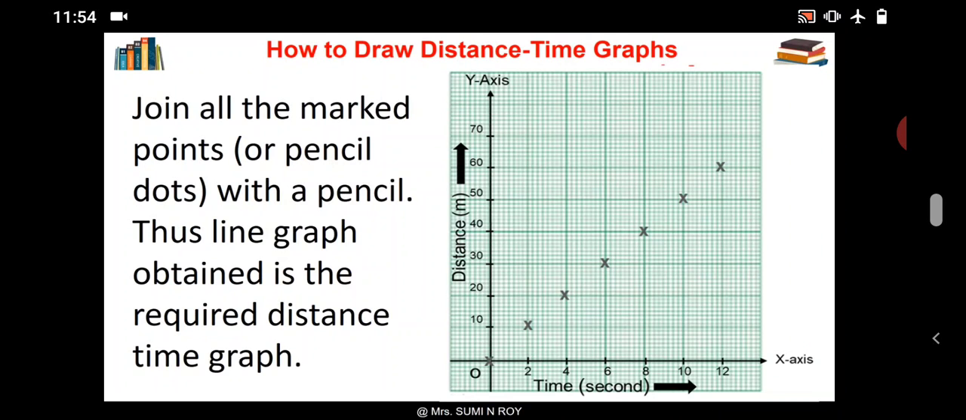Join all the marked points or pencil dots with a pencil. Thus, the line graph obtained is the required distance-time graph.